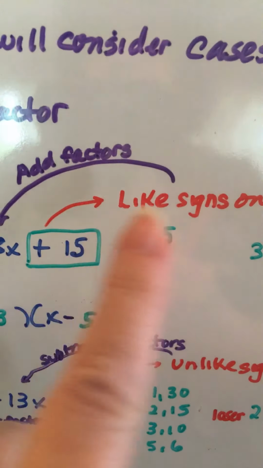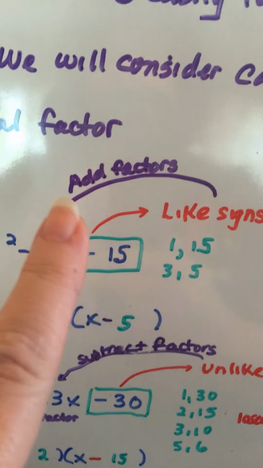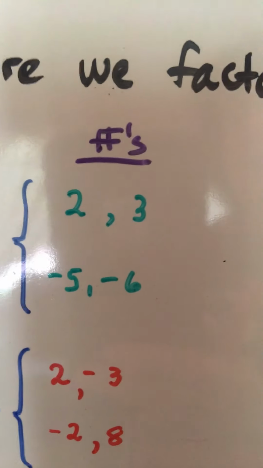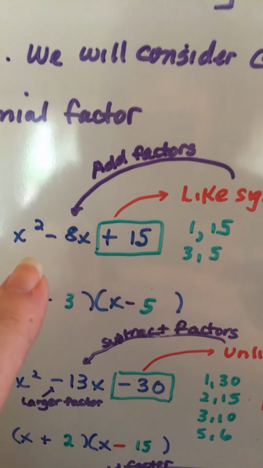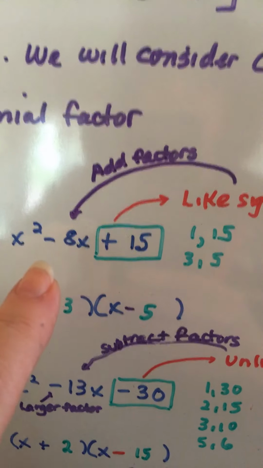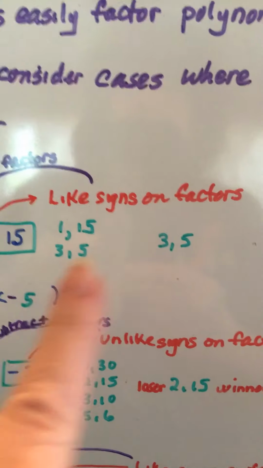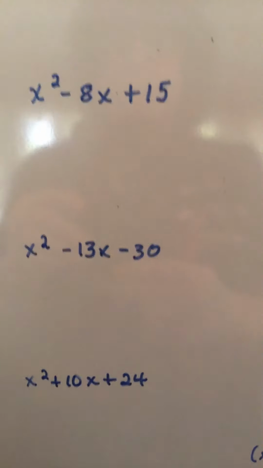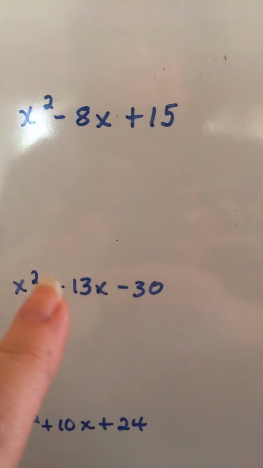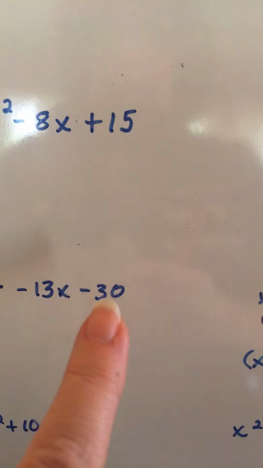And so what do I do when I have like signs? I know I add. So if I ask you like signs and I tell you to add them, I actually do addition. Oh, but the answer is negative, so my like sign was negative. And what gave me 8 was 3 and 5, so I make sure they're both negative. X squared minus 13x minus 30.